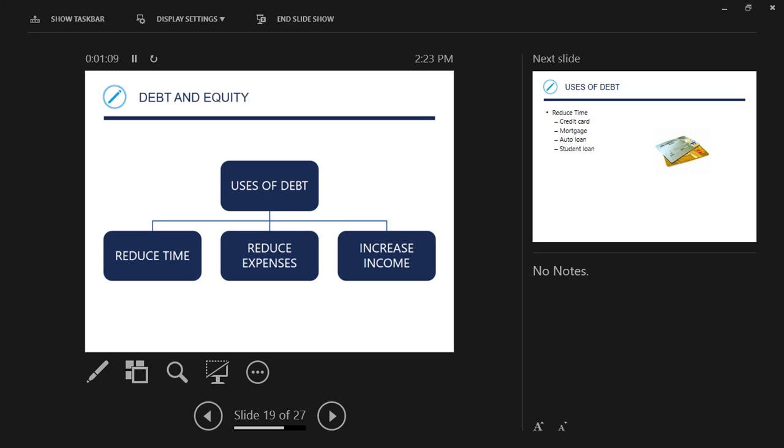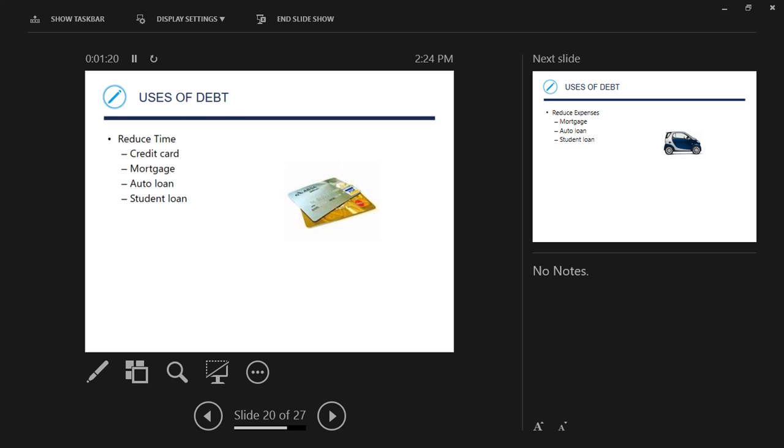Going on to page 37. Well, our debt can either reduce our time, reduce our expenses, or increase our income. So examples of things that can reduce our time would be a credit card, a mortgage, an auto loan, or a student loan. So a credit card reduces time because it's convenient. Gosh, it's easy to swipe that card. Boom, it's paid for. I don't even have to think about it.